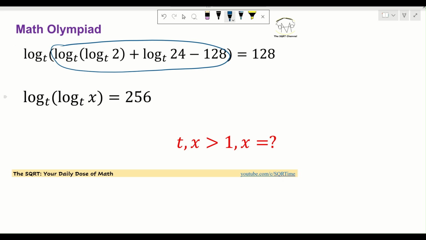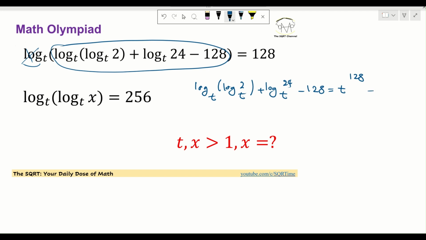The first thing that I'm going to do is to remove this log here. To be able to do that, I need to say this log of 2 in base t plus log of 24 in base t minus 128 is basically t to the power of 128. So we remove the first log here. Now we cannot remove the second log as we have some independent log operations.